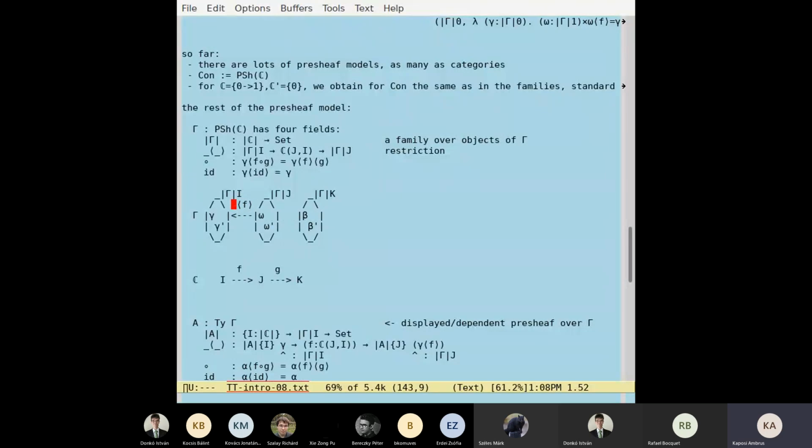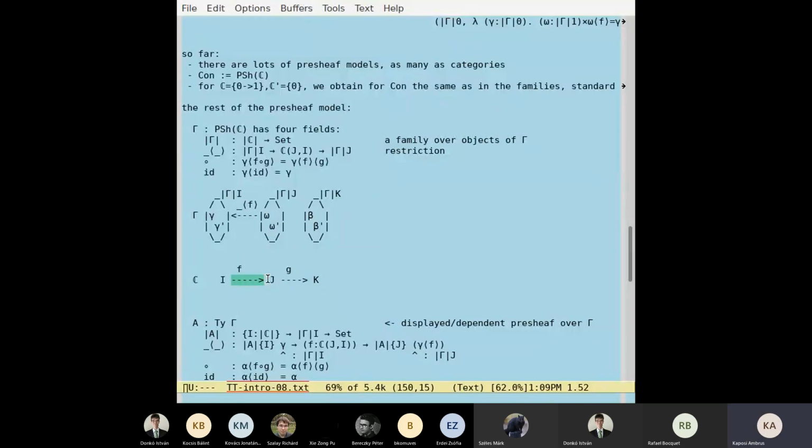So this function, okay, space here between these sets, okay. So this function goes from this restriction f goes from gamma j to gamma I, right?